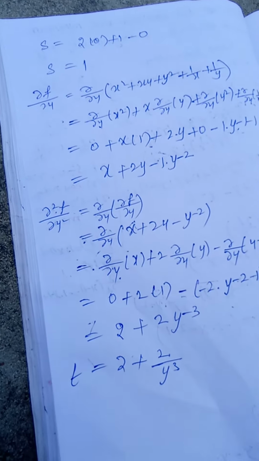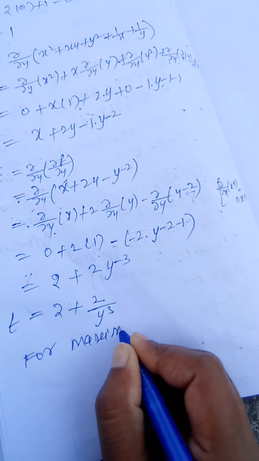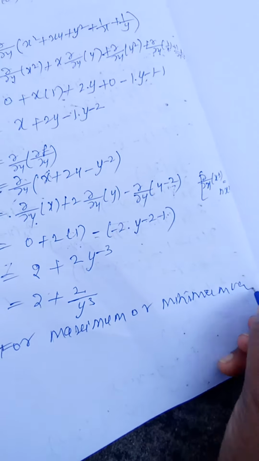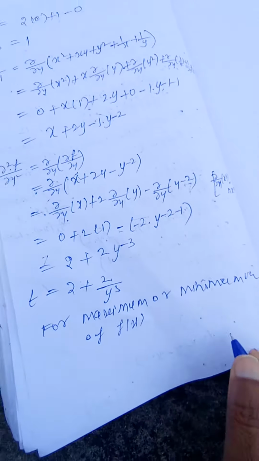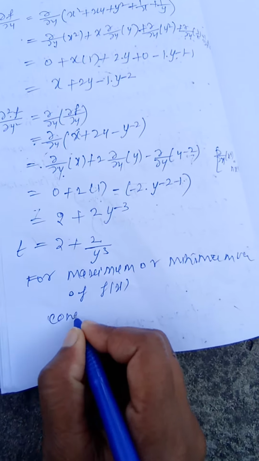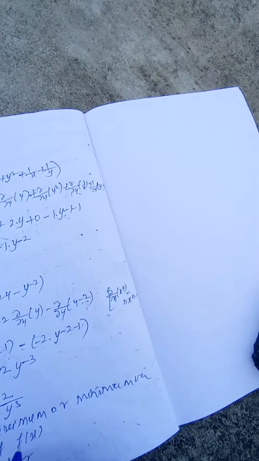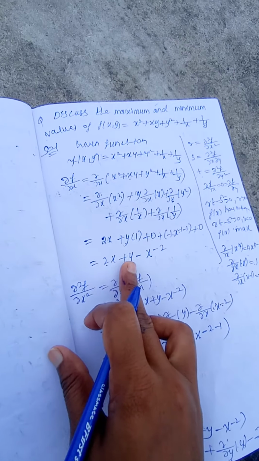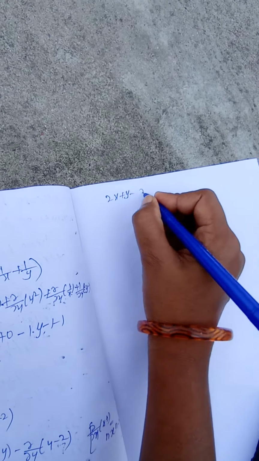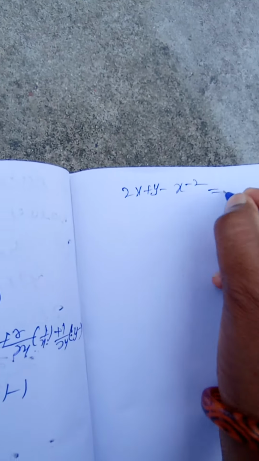Next, to find maximum or minimum values of f of x, take the ∂f/∂x value as 0 and the ∂f/∂y value as 0. So first consider ∂f/∂x value is 0. ∂f/∂x is 2x plus y minus x to the power of minus 2. 2x plus y minus x to the power of minus 2 equal to 0.